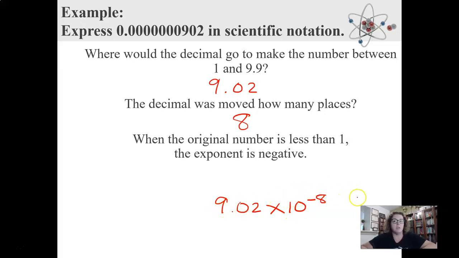So I'm going to double check my work. I have a coefficient of a number between 1 and 9.9, which I do, and then I wrote my times 10, and then my exponent: I moved the decimal 8 times, and because I moved it in the right direction, that means my exponent is negative, okay? So as you see right there with the answers.